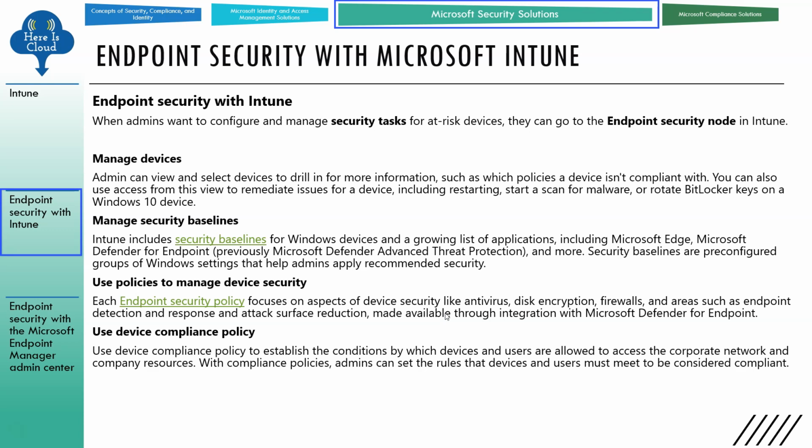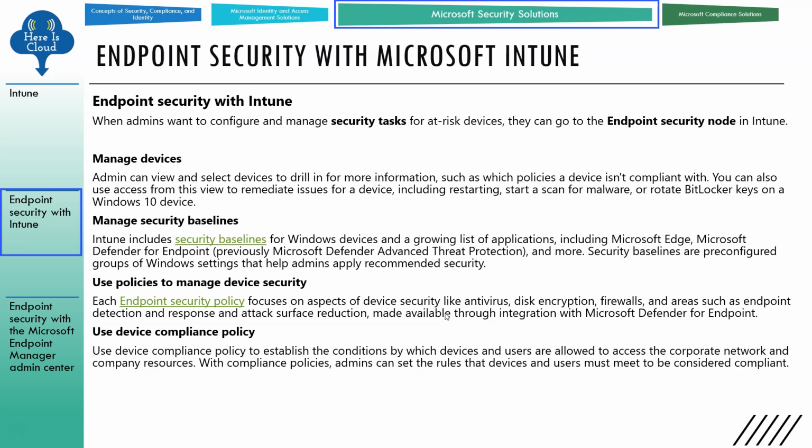It can manage security baselines. So it includes security baselines, which we discussed at the start, for Windows devices and a growing list of applications like Microsoft Edge, Microsoft Defender for Endpoint, and more. So security baselines are pre-configured groups of Windows settings that help admins apply security recommendations. It uses policies to manage devices securely. Each endpoint security policy focuses on an aspect of devices like antivirus, disk encryption, firewalls, and areas such as endpoint detection and response and attack surface security. It is made available through the integrated Microsoft Defender for Endpoint solution.